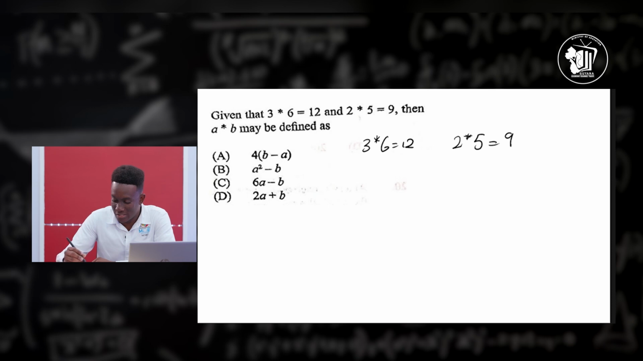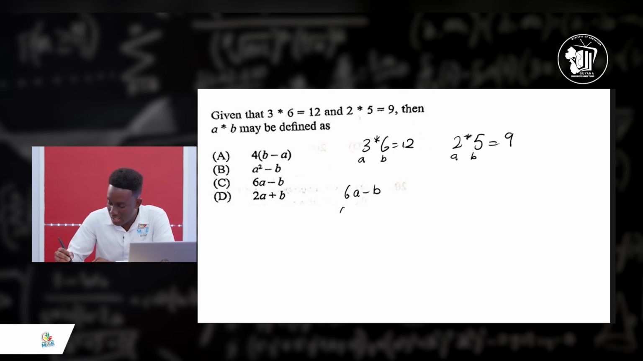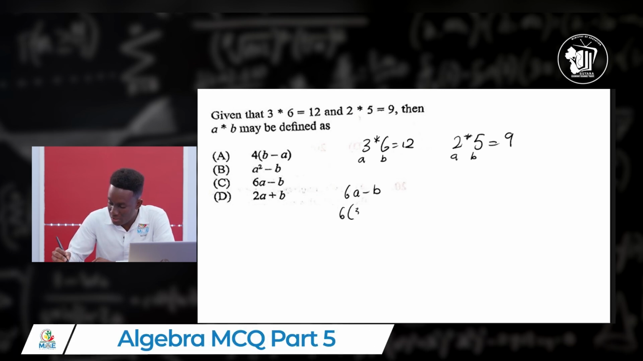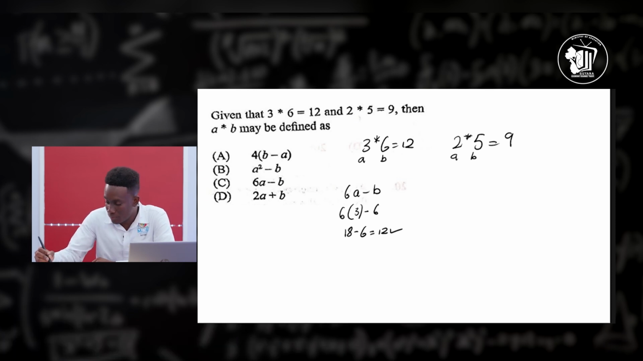So let's try C. So C is 6A minus B. So first of all, let's call this one A and let's call this one B. So 6A minus B would be 6 multiplied by A, which is 3, subtract B, which is 6. So 6 times 3 is 18. 18 minus 6 would then give me 12. So that checks out. Let's see if the other one will check out.